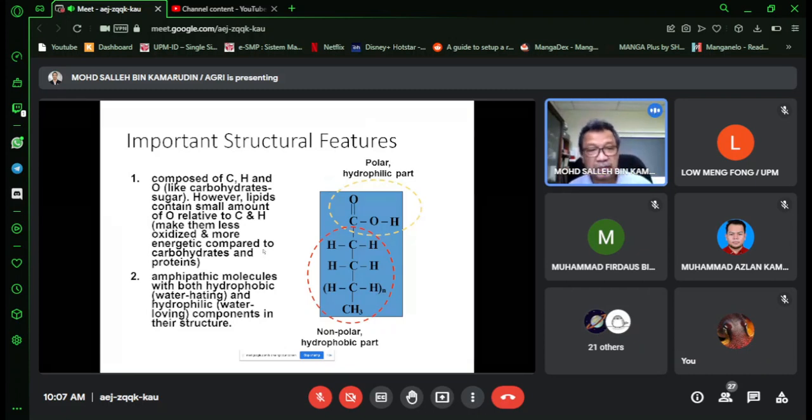Okay, why lipids is important? First is that they are important structural features of lipid. They are composed of carbon, hydrogen, and oxygen, just like carbohydrate.